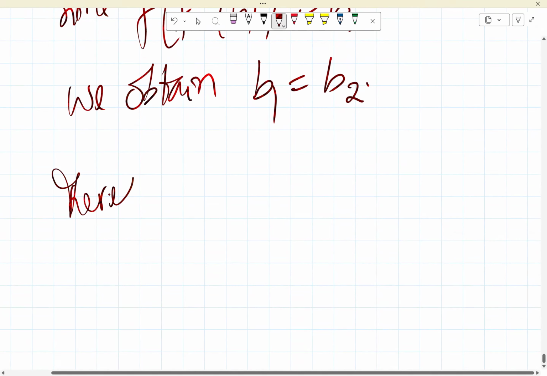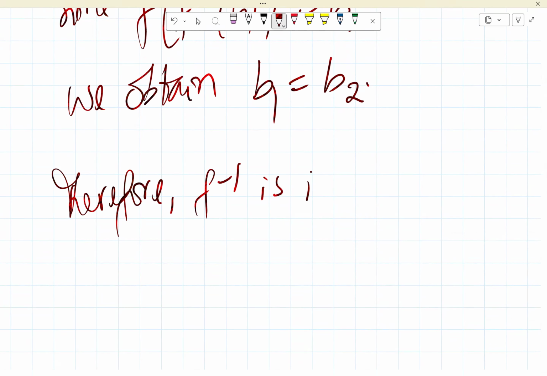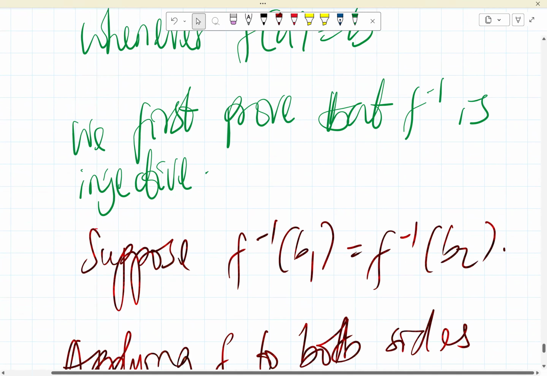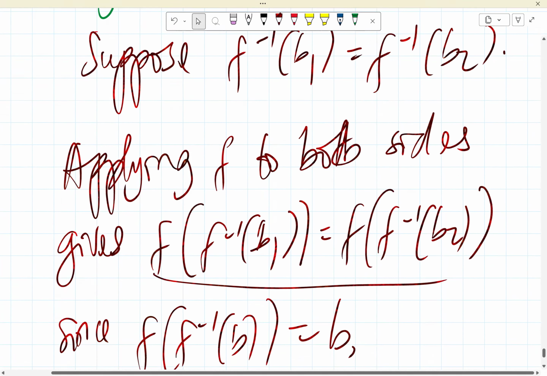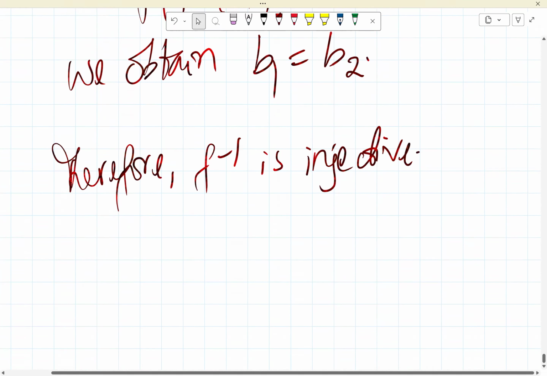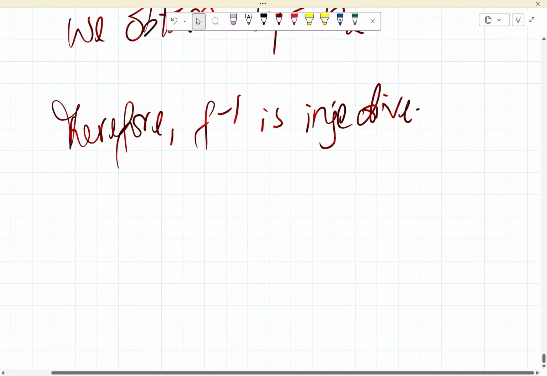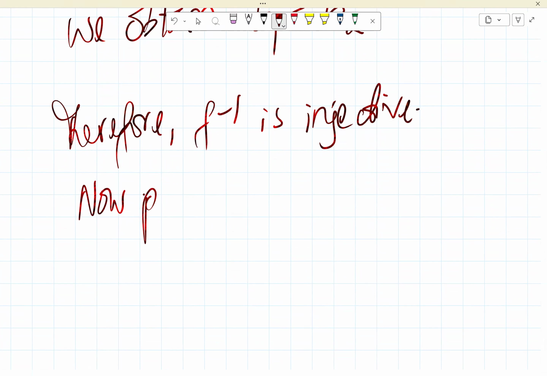Therefore, F inverse is injective. And that's the idea of injectivity. The idea of injectivity is that F of a1 equals F of a2 implies that a1 is equal to a2. And that's exactly what we have here. That if F inverse of b1 is equal to F inverse of b2, then we have b1 equals b2 like this.